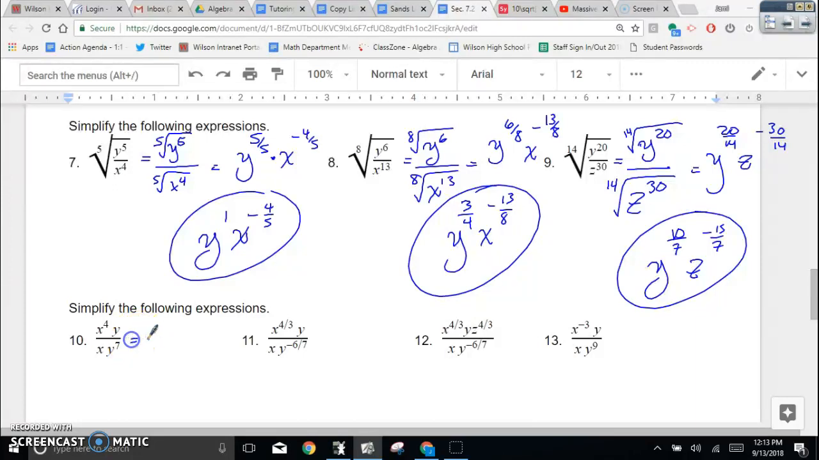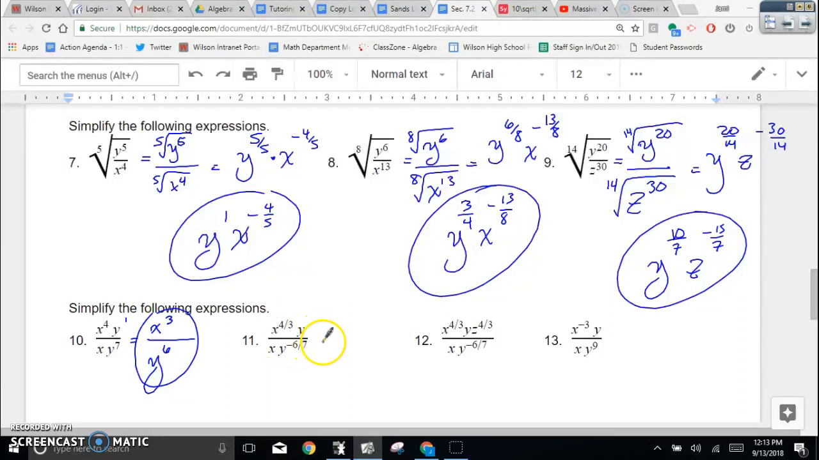All right? So x is clearly larger on top, so x stays on top. 4 minus 1 is 3. With the y's, y is larger on bottom. 7 minus 1 is 6. So x to the third over y to the 6th.